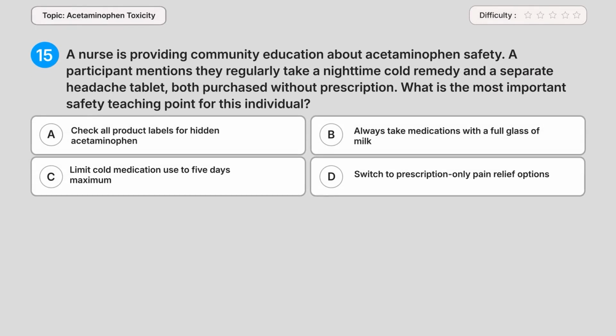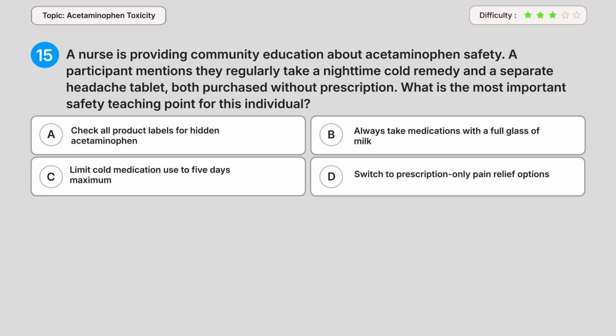15. A nurse is providing community education about acetaminophen safety. A participant mentions they regularly take a nighttime cold remedy and a separate headache tablet, both purchased without prescription. What is the most important safety teaching point for this individual?